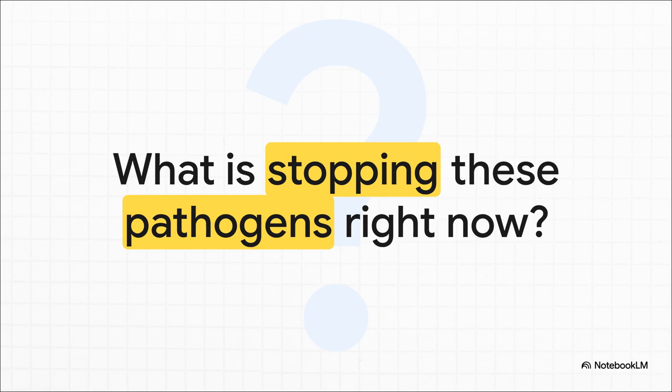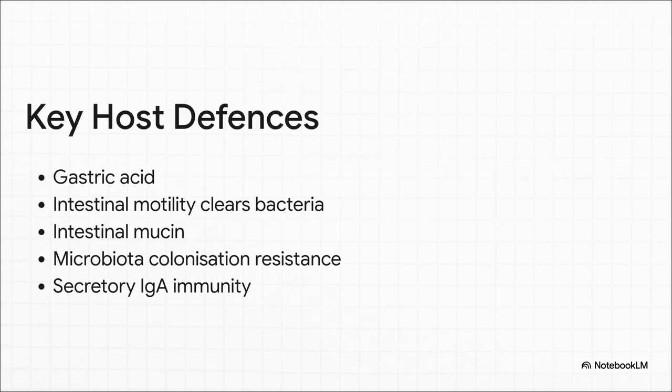Okay, so with all these sophisticated attack strategies, how are we not just constantly sick? Seriously, take a second and think about it. You encounter countless bacteria every single day. So what's actually stopping these pathogens right now in your own body? Well, we actually have a remarkably formidable biological shield. First up, gastric acid. This is a massive barrier.